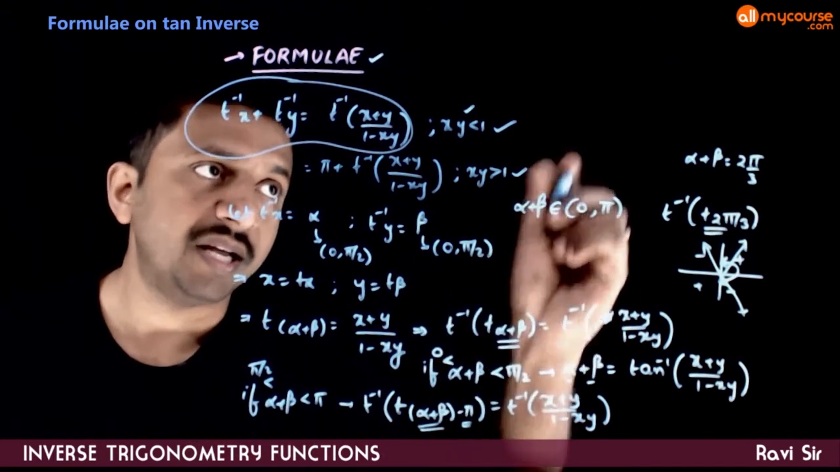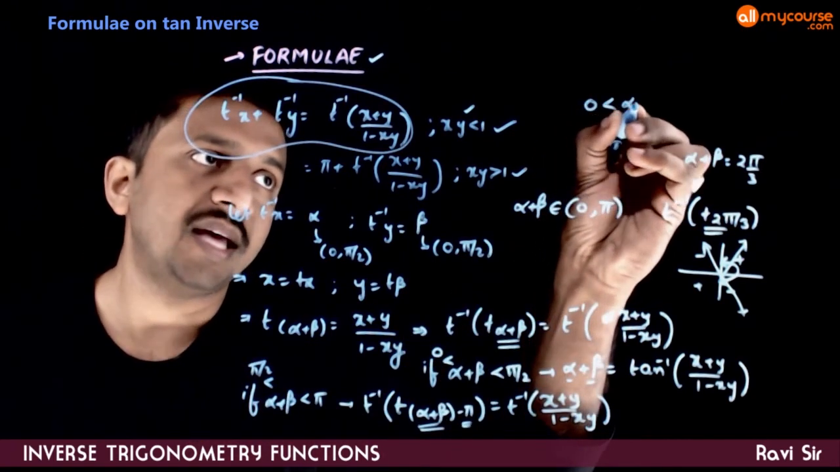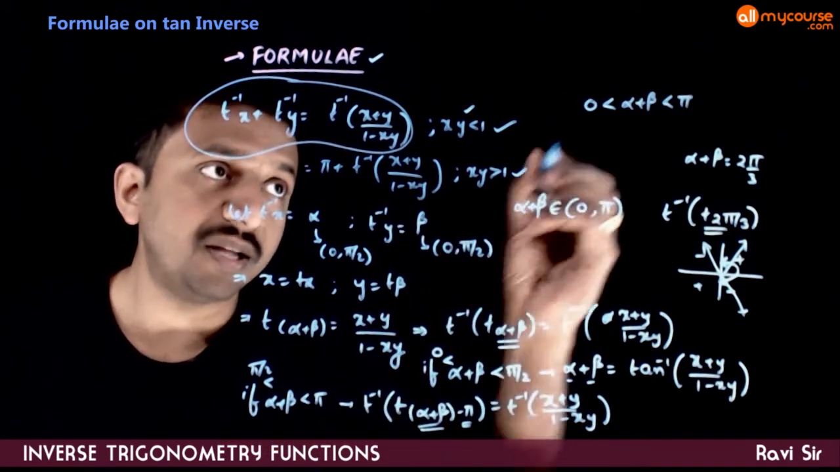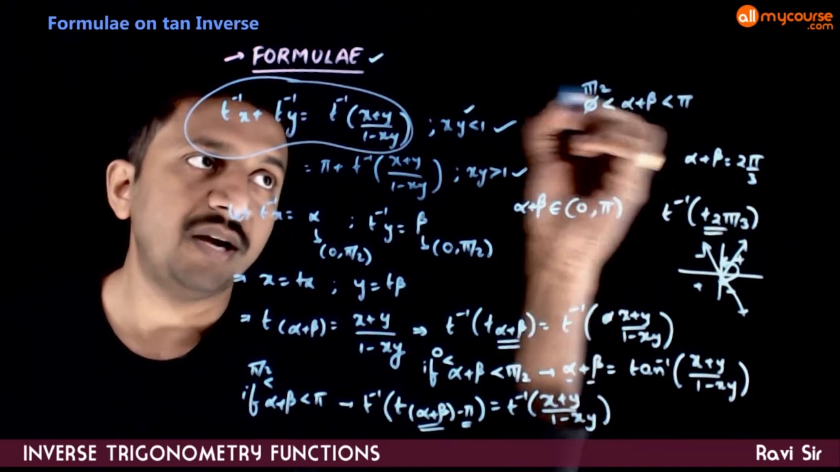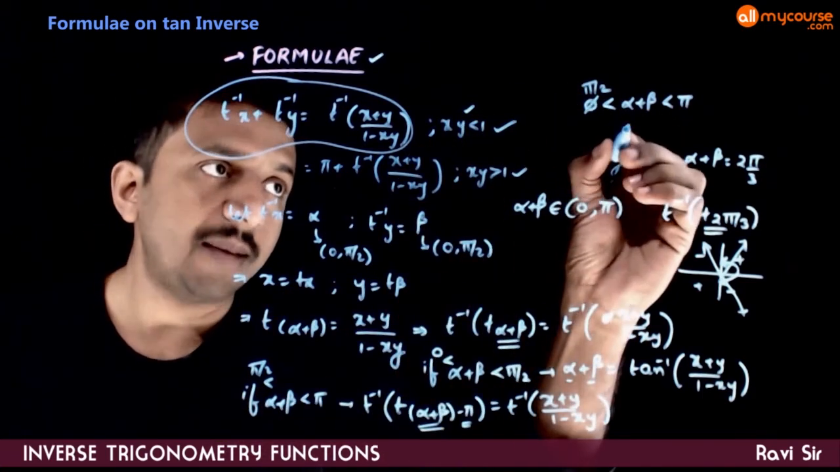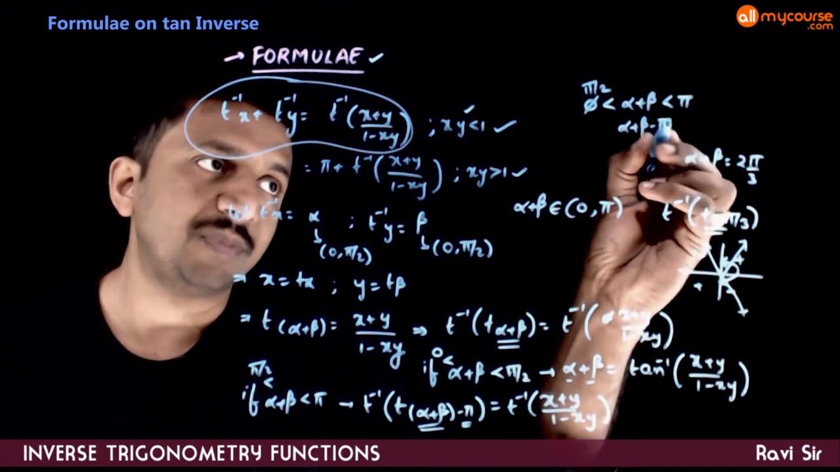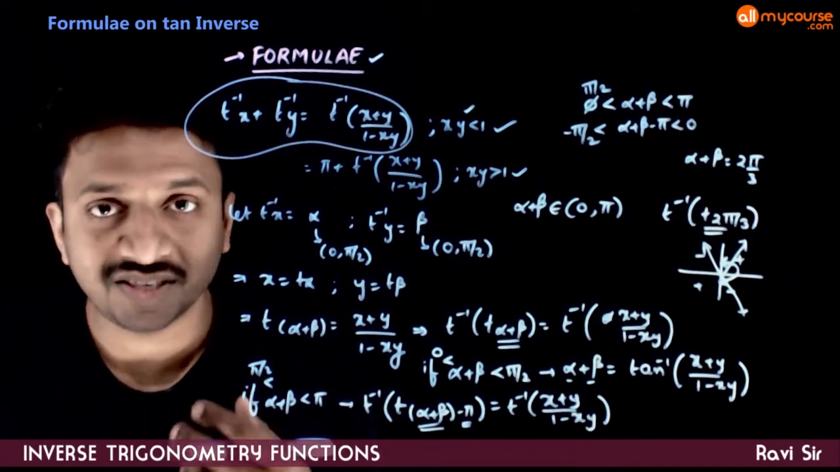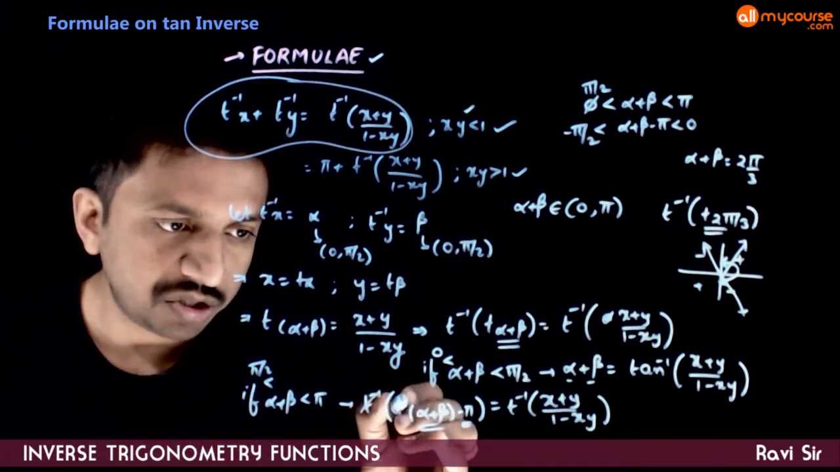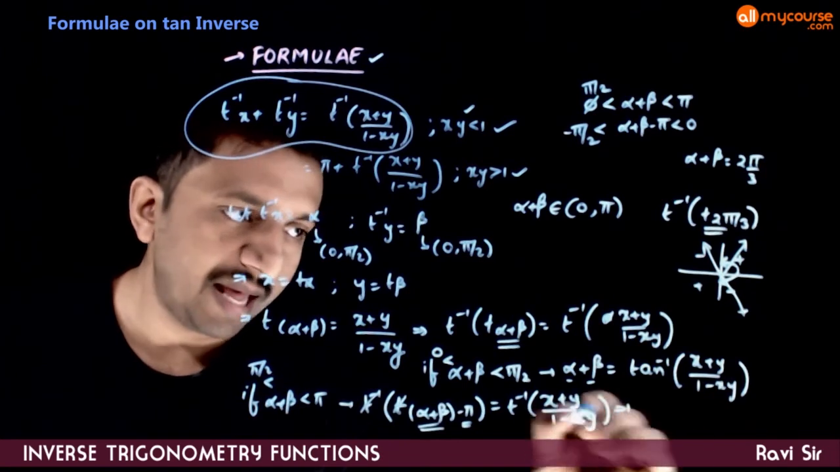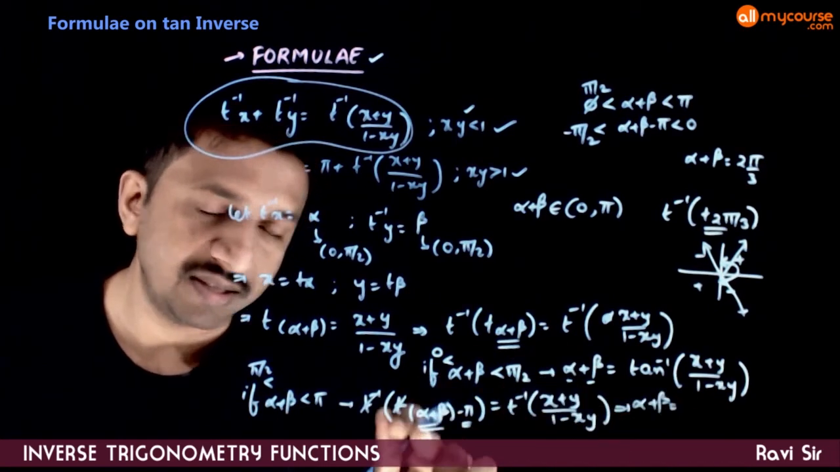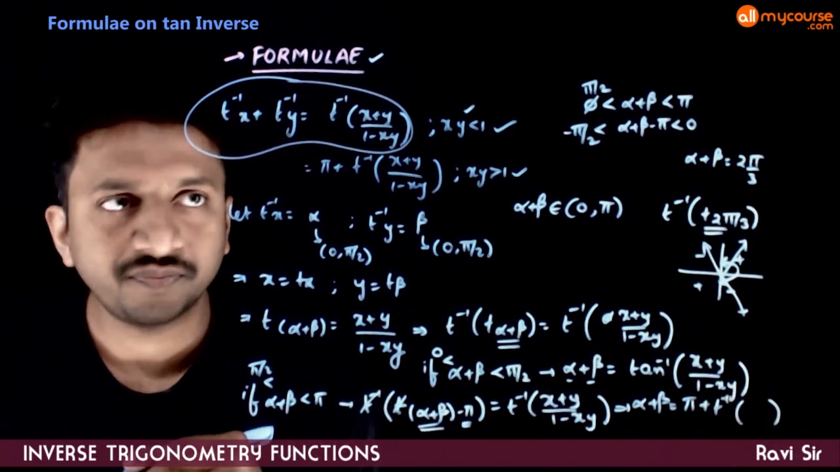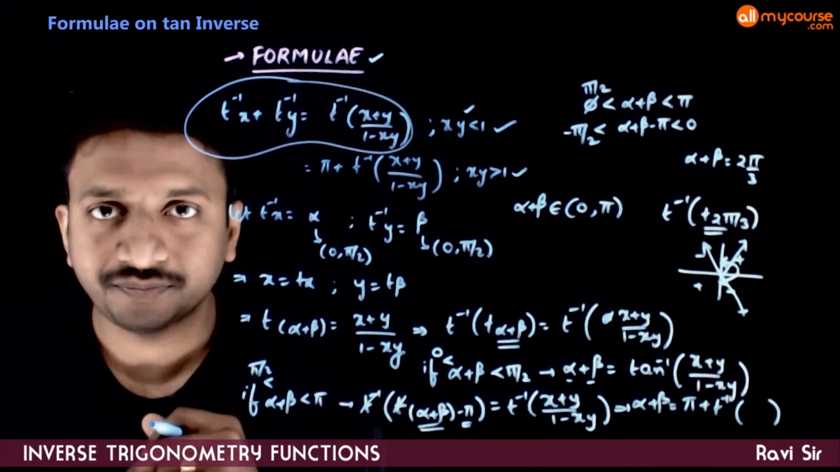So now, alpha plus beta minus pi. Alpha plus beta is between 0 and pi, but we are considering alpha plus beta to be in between pi by 2 and pi. So what happens to alpha plus beta minus pi? This is in between minus pi by 2 and 0, which is in the range of tan inverse. Now these two get cancelled. So this implies alpha plus beta is equal to pi plus tan inverse of whatever it is. So that's how you get the second formula.